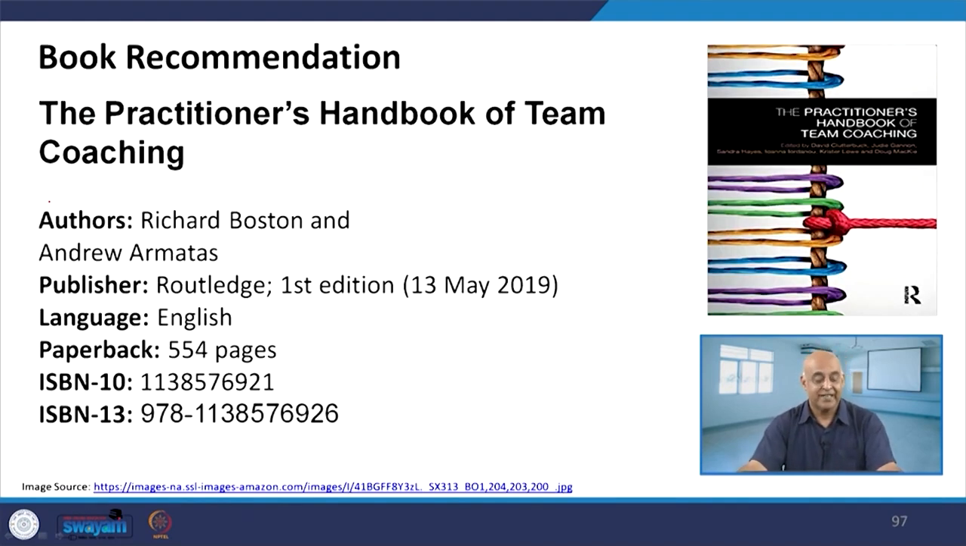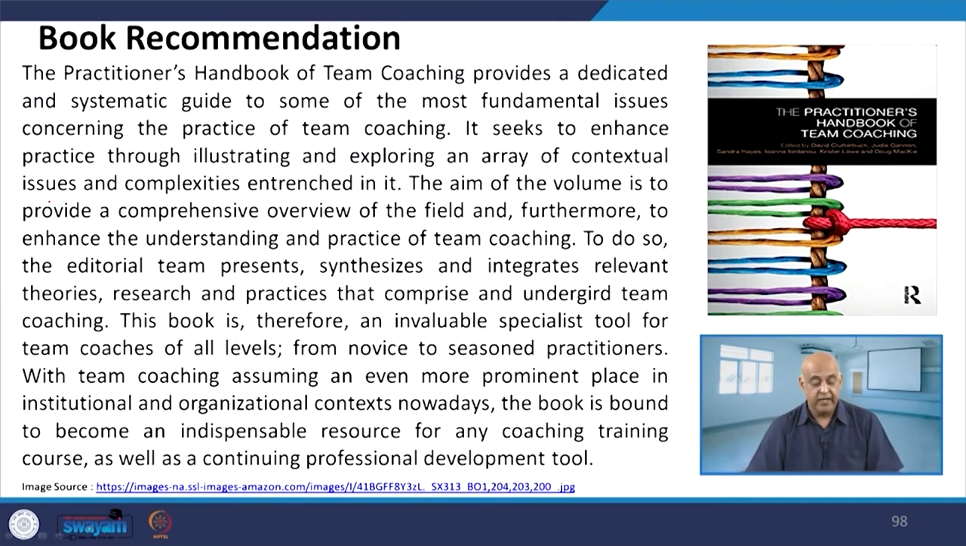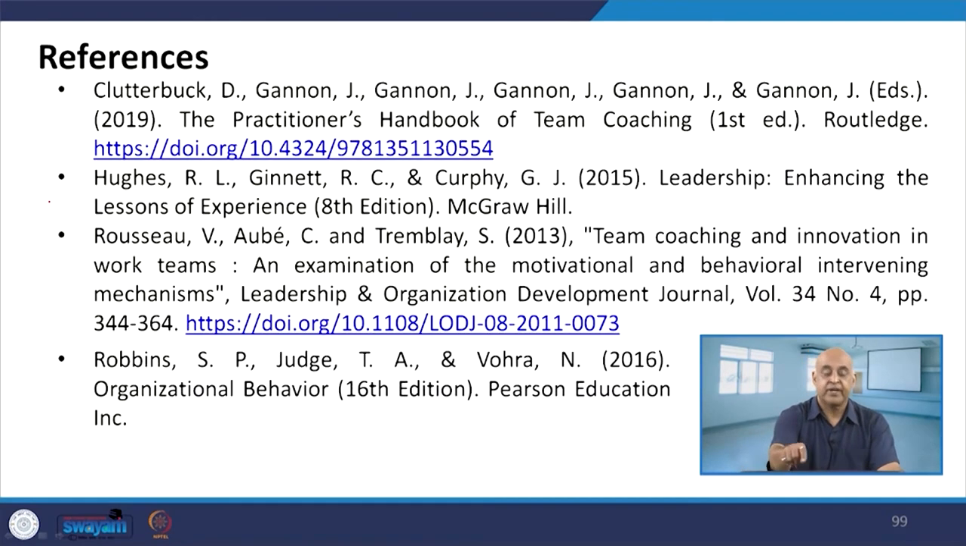Finally, this is the book, the Practitioner's Handbook of Team Coaching, and from here you will get the tips on how team coaching helps you. For team coaches of all levels, from the novice to the seasoned practitioner, this book is helpful, and has a more prominent place in institutional and organizational contexts. These are the references from where this material is referred, or you can go through these references in detail, so that you can have an in-depth study for the purpose of coaching in team building. Thank you.